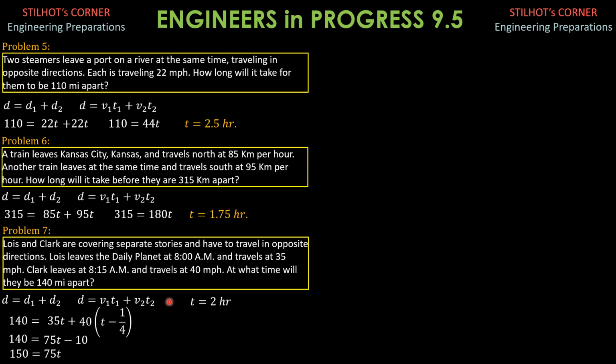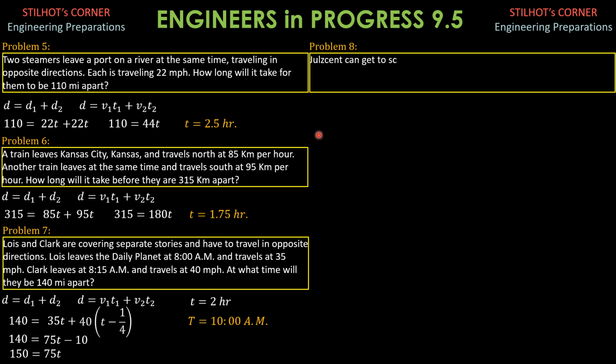So for the time, they will be at 8 plus 2 hours, so that would be 10 a.m. Lois and Clark will be 140 miles apart at 10 a.m. Then problem 8, this is our last problem.